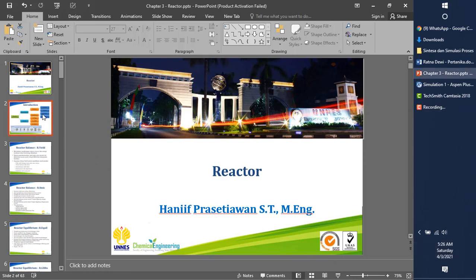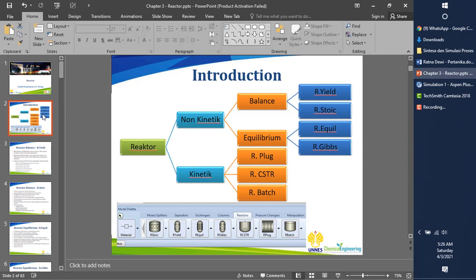So in Aspen Plus, there are two types of reactor that can be simulated, which are the non-kinetic reactor and the kinetic reactor. You can see in this picture there are 7 types of reactor: R-stoic, R-yield, R-equil, R-gibbs, R-CSTR, R-plug, R-batch. The non-kinetic reactors you can simulate using R-yield, R-stoic, R-equil, and R-gibbs. The equations used here you can see one by one in Aspen Plus.